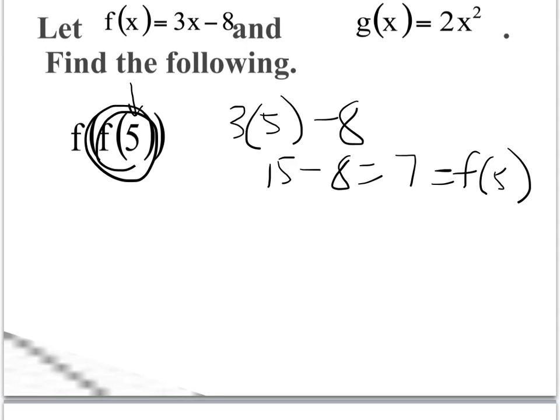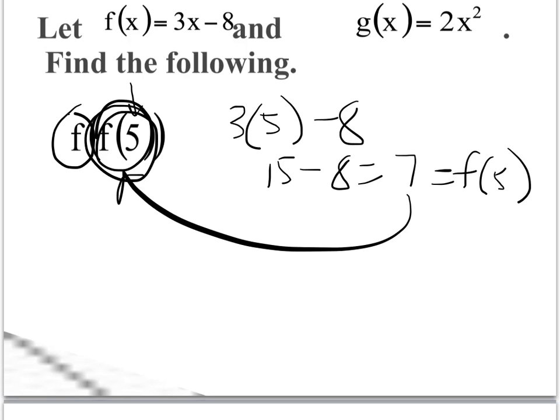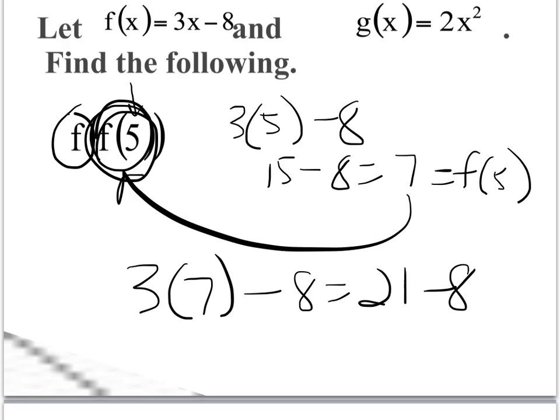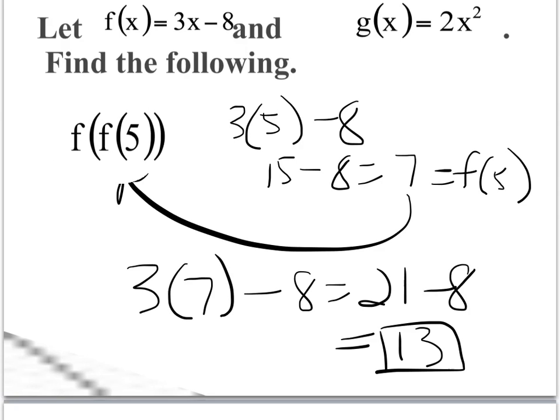So now I can take that, because I need that here, and plug that in for x again in f of x. So I take that 3 times 7 minus 8, so that's 21 minus 8, and I end up with 13. So if we're trying to evaluate these functions, all we have to do is plug it into the first one, which is the f, and then once we get that, plug it into the second one, which is, again, in this case, f.